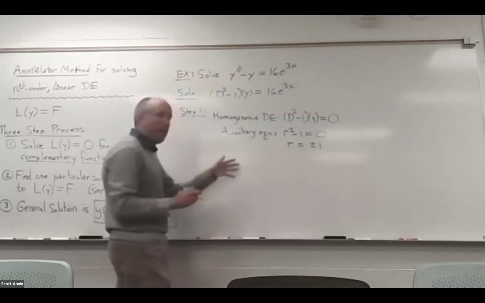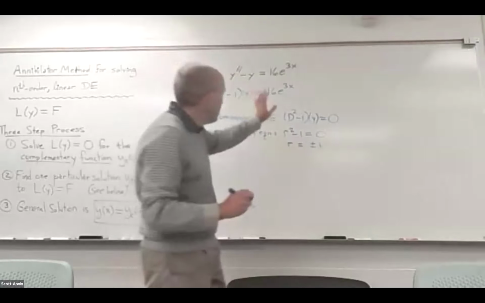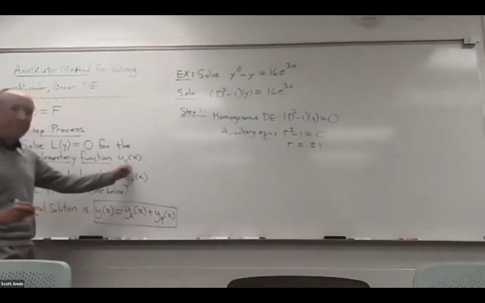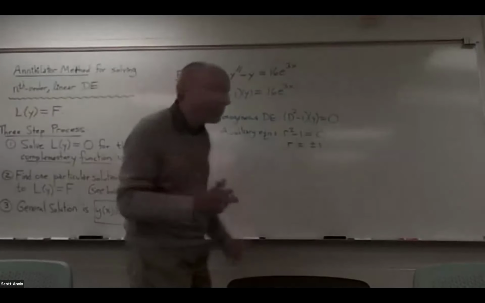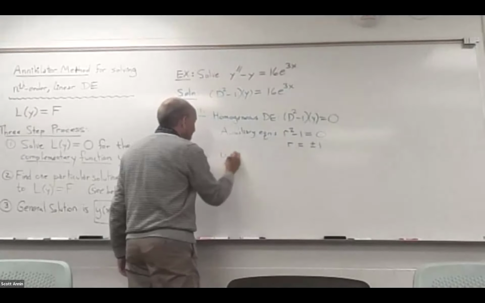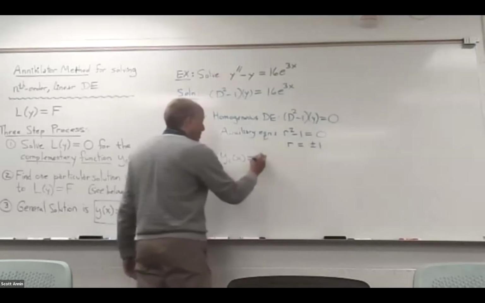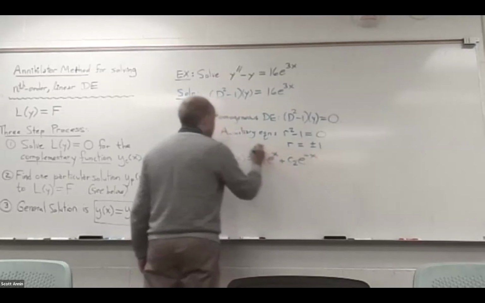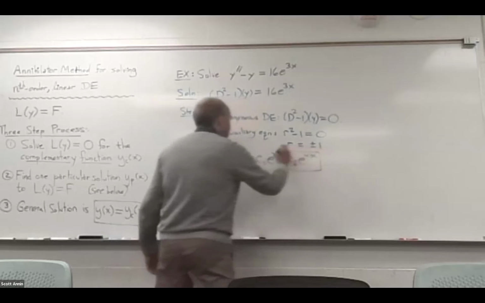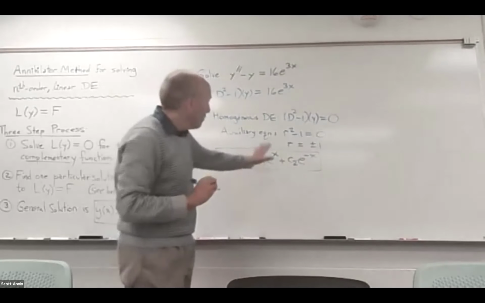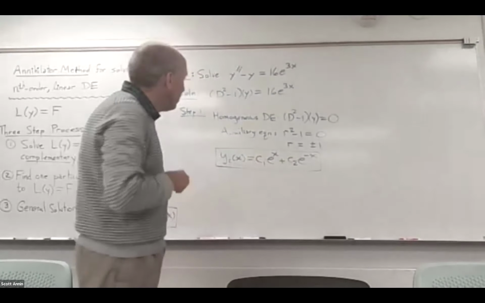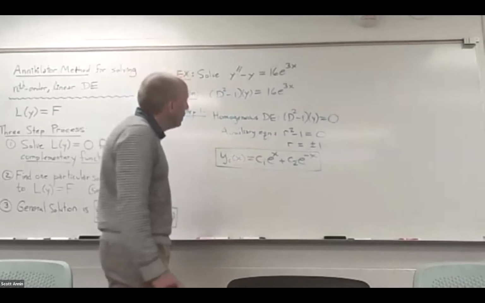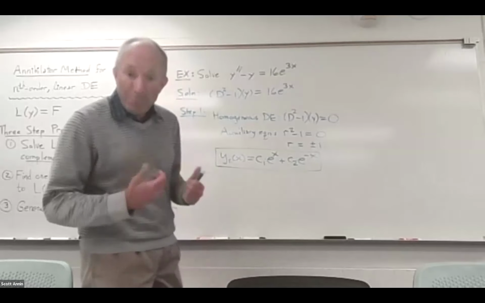So it's very easy to write down the general solution to this homogeneous differential equation. I'm now going to call this y sub c of x. That's the complementary function in the new lingo we have for this. So y sub c of x is going to be c1 times e to the x plus c2 times e to the negative x. So this part should just be review of earlier material when we were looking at homogeneous nth order linear differential equations. So now I want to move on to step 2.